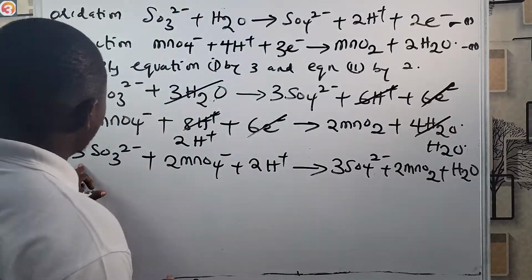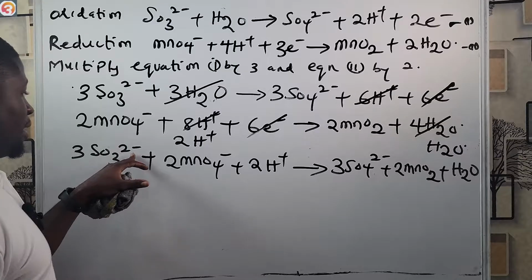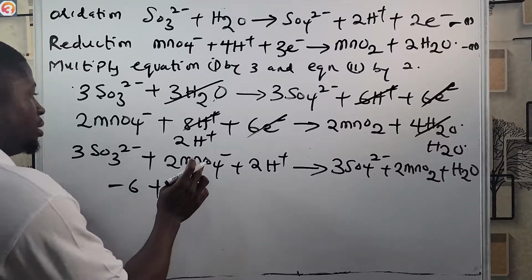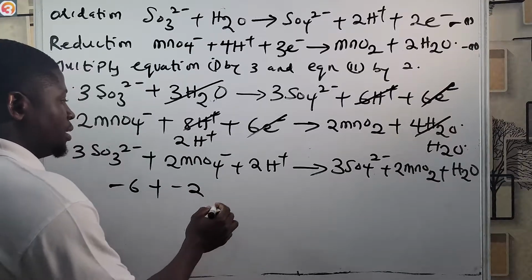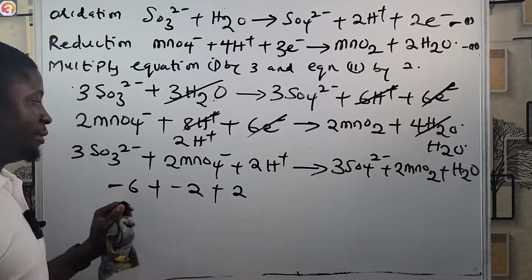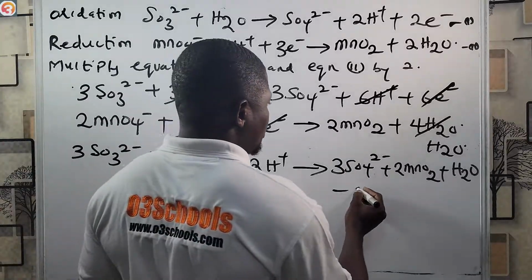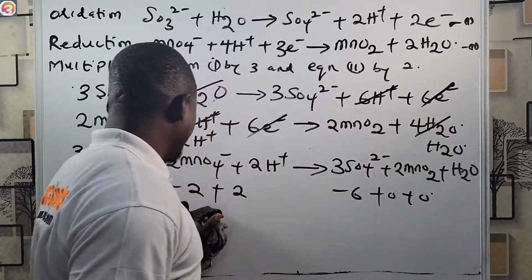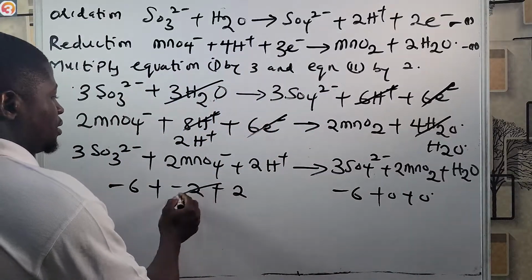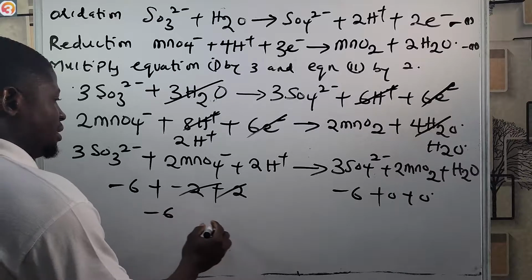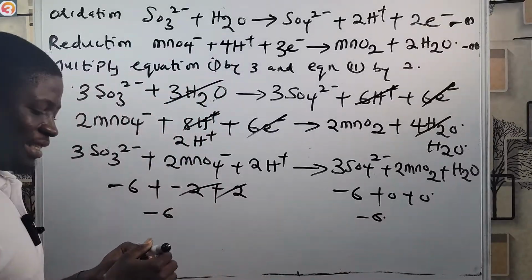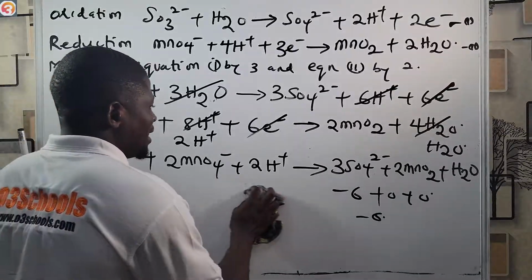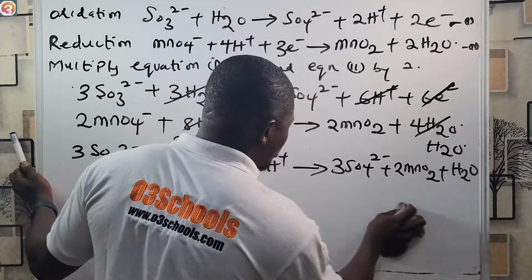So let's see. This is minus 2, and 3 of it. 3 times minus 2 is minus 6. Then plus 2 times minus 1 is minus 2. Then plus 2. Then on the right is minus 6, plus 0 plus 0. Now, minus 2 plus 2 is 0, they will cancel. So here is minus 6, here is minus 6. So you can see that our charges are balanced. Since our charges are balanced, that means our equation is balanced in the acidic aqueous solution.